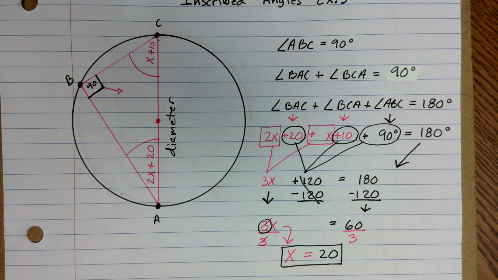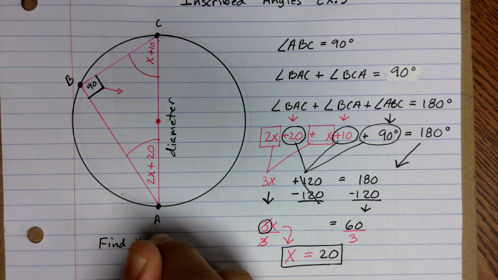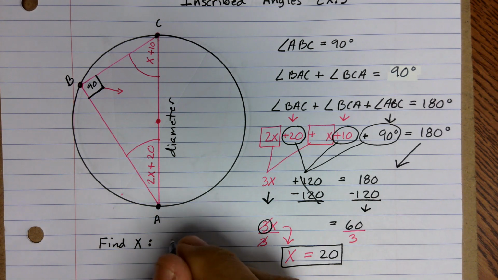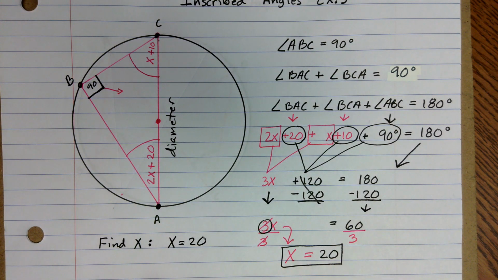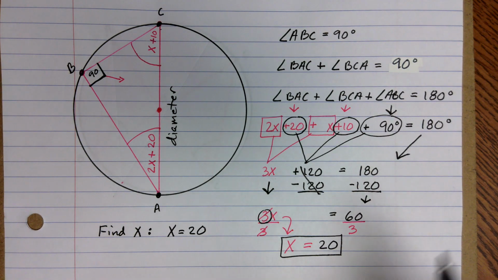And that's one of the things that we have to do when we're solving these. A lot of times it's going to say find x. So I'm going to write that right here, find x. And so we know that x is equal to 20, so we'll just write that down. Now, we're also going to go ahead and find the angles. It doesn't always ask for this on all the problems that you do, but I've seen a few where they're asking you to find the angle as well.